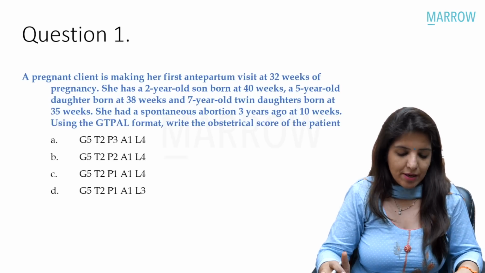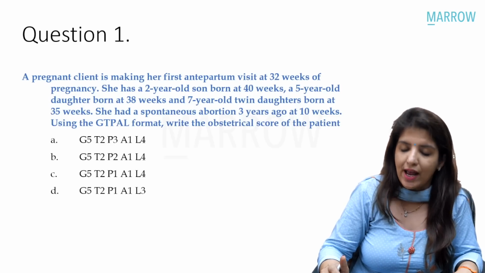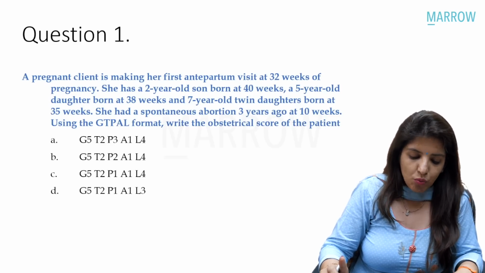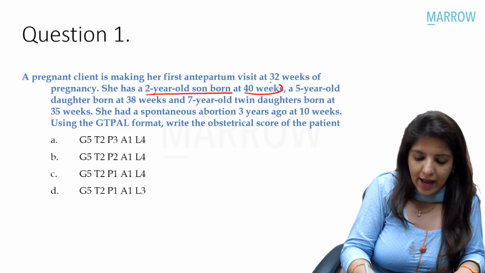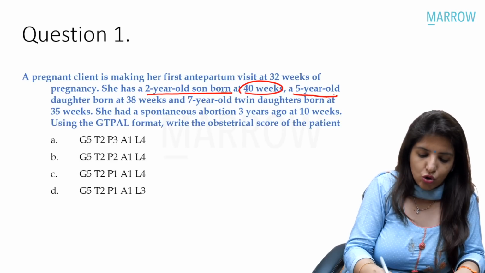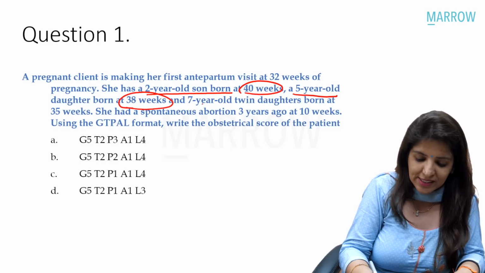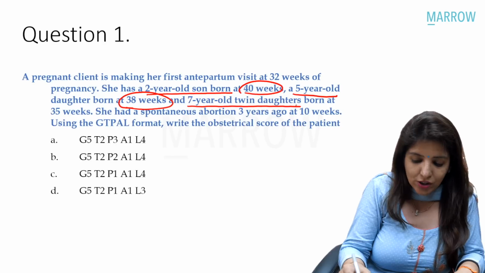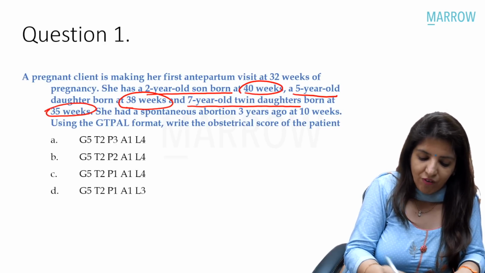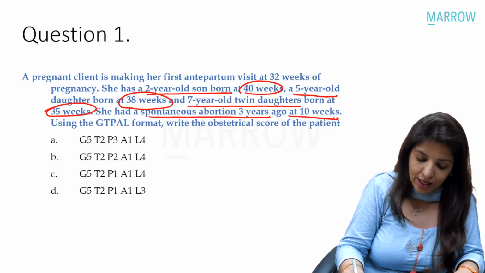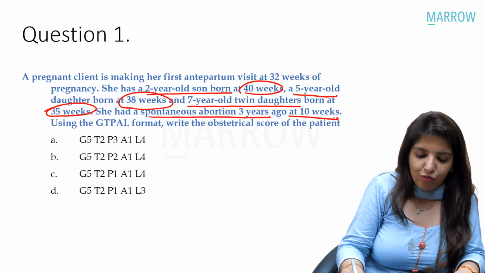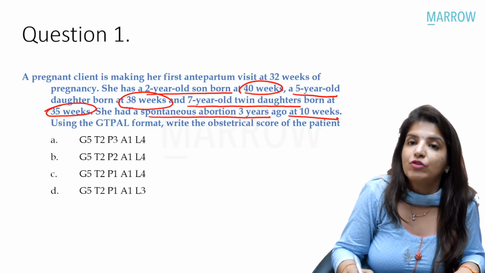The first question is, a pregnant client is making her first antepartum visit at 32 weeks of pregnancy. She has a 2-year-old son who was born at 40 weeks, a 5-year-old daughter who was born at 38 weeks, 7-year-old twin daughters who were born at 35 weeks. She has had a spontaneous abortion 3 years ago at 10 weeks. Using the GTPAL format, write the obstetrical score of the patient.